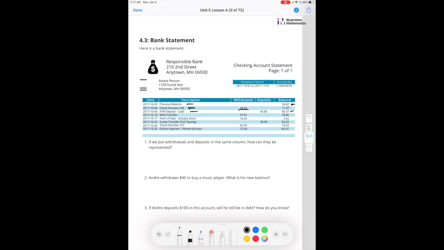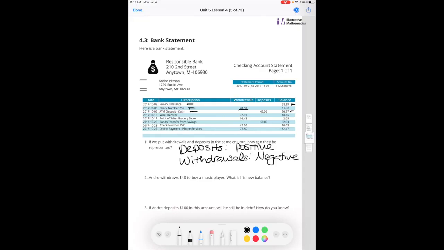So on number 1, it says if we put withdrawals and deposits in the same column, so here we have 2 separate columns. We have our deposits on one side and withdrawals on the other. How could we represent deposits and withdrawals if there was only one column? So we could represent deposits as positive numbers and withdrawals, since that's kind of like purchases and taking money out, that would need to be negative numbers.